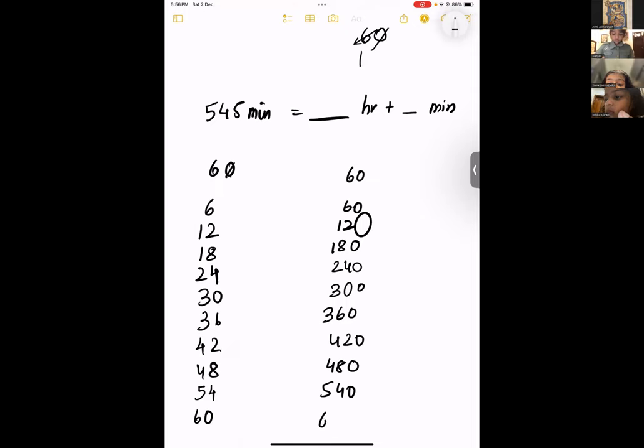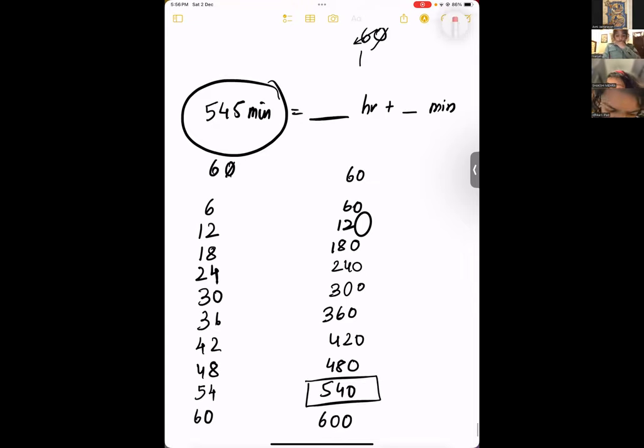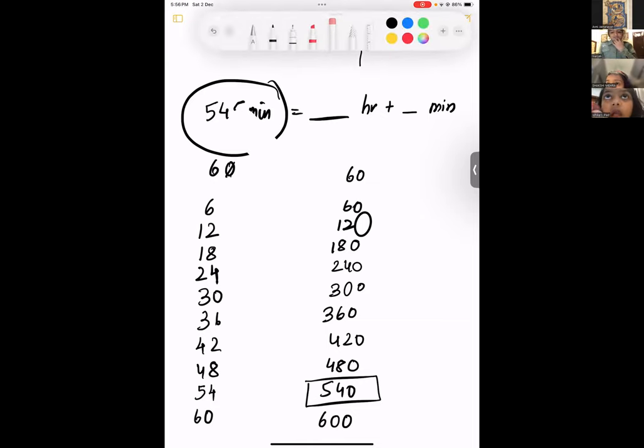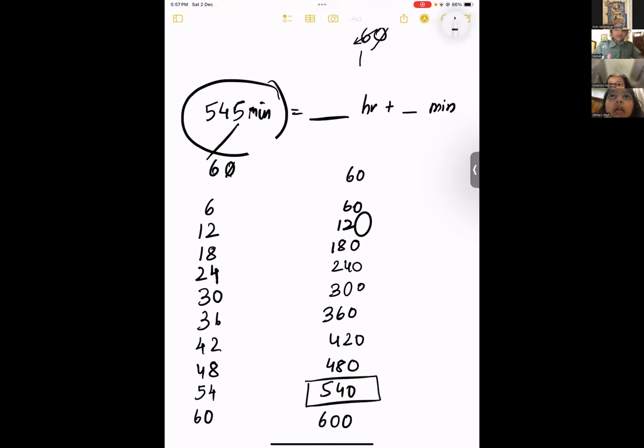Now did you see? अभी आंसर दिख गया होगा. मेरा क्वेश्चन है 545 मिनट्स. ठीक है. अब मुझे 540 तो दिख गया यहाँ पर. 540 + 5. Yes, exactly. You will have to break it, just like how we break a 10, children. 9 hours and 5 minutes.